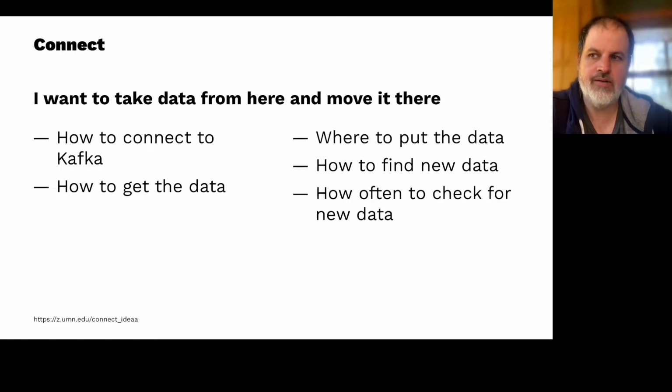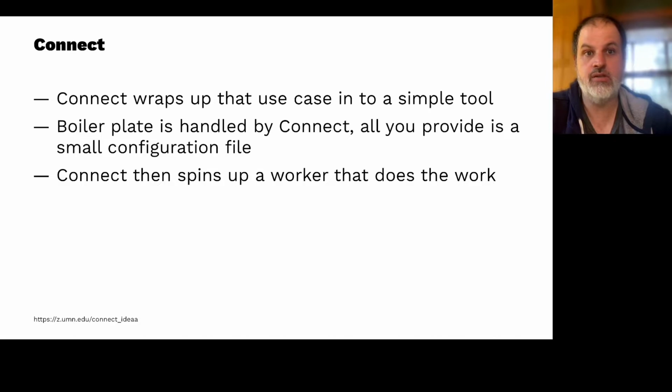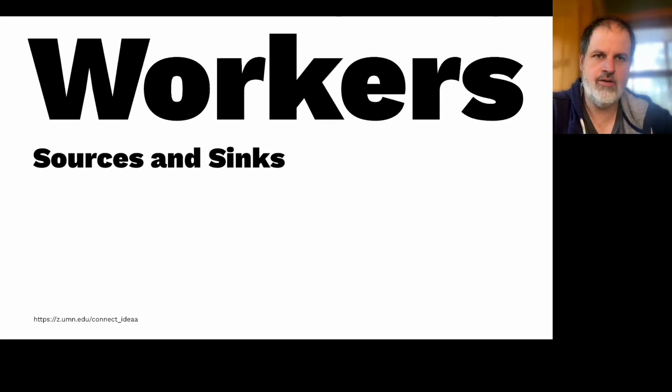And so the Kafka Connect API took those really common boilerplate implementations and put them all into one place that kind of now manages all of this stuff for you. So you now have this simple tool called Connect, where all you need to do is provide a configuration file that says, here's the details about my job that are unique to this one job, and then Connect spins up a worker, and that does all of the work.